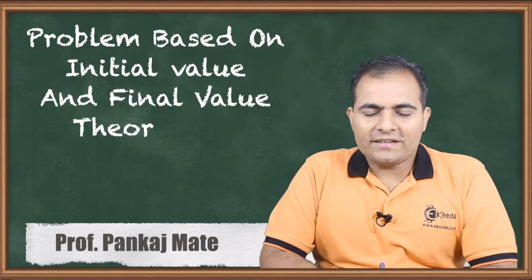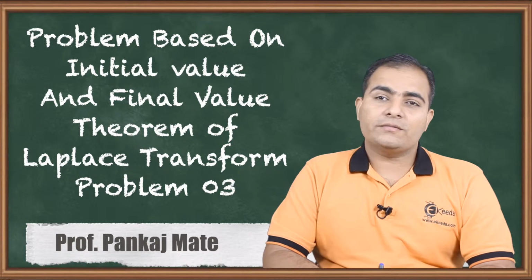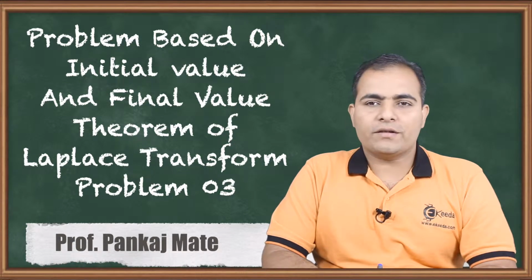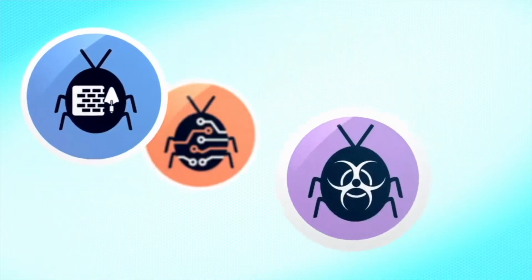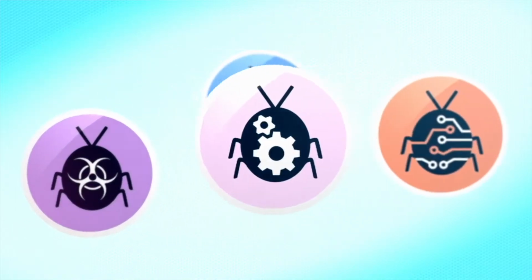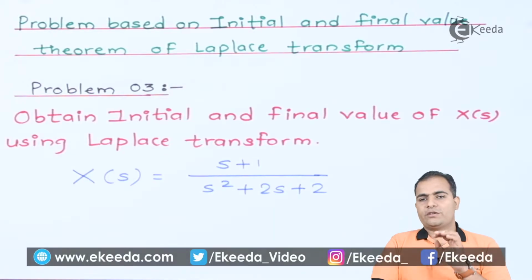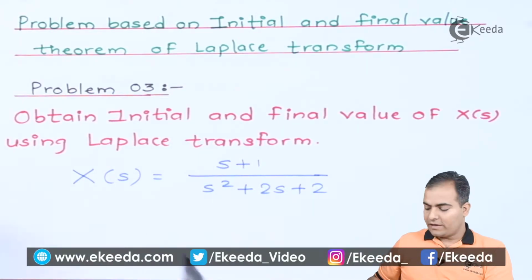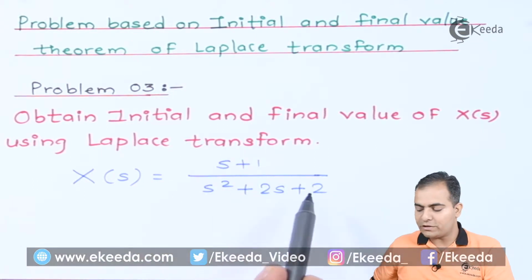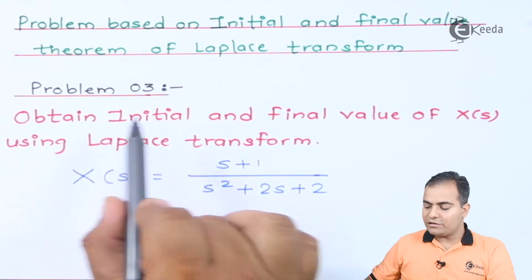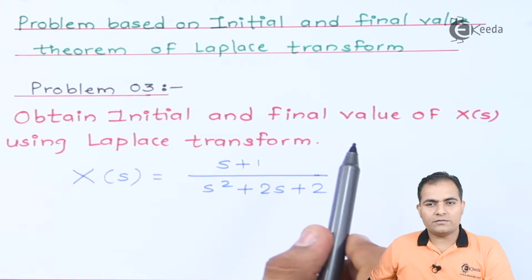Hello friends, and today we are going to solve the next numerical, that is problem number 3 on the initial value and final value theorem of Laplace transform. Now, today's question is a simple one. X of s is equal to (s plus 1) divided by (s square plus 2s plus 2). And we have to find the initial value and final value of x of s using the Laplace transform.